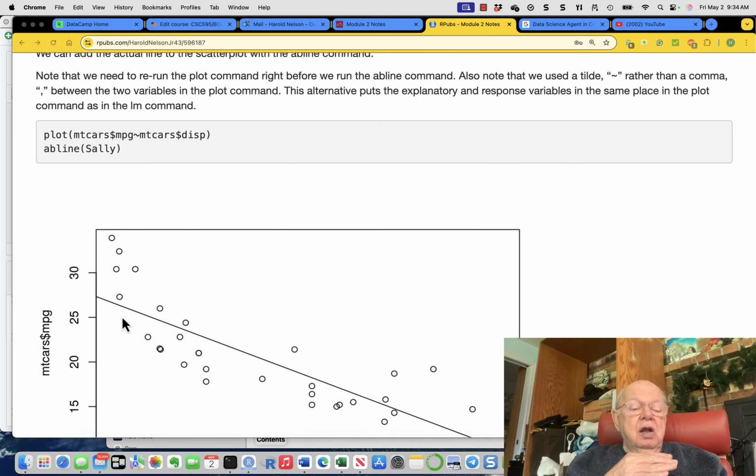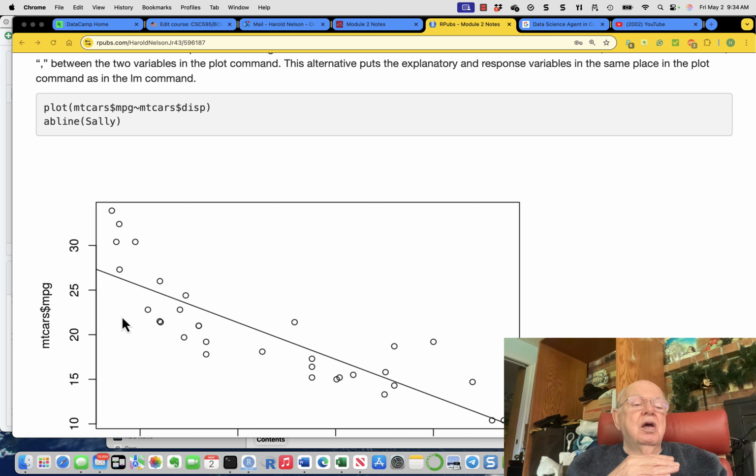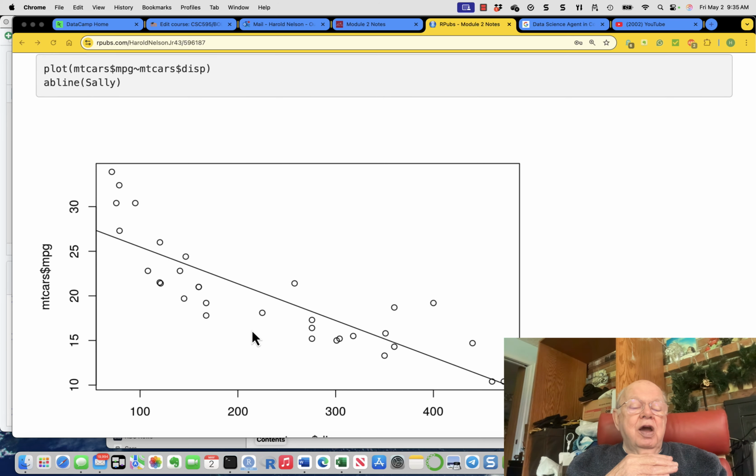And then I did another plot, repeated the plot that I'd done above, and then I used the command abline of Sally, and that says stick the linear model, the line defined by our model, into the graph, and I can see, yeah, this is the way it fits.